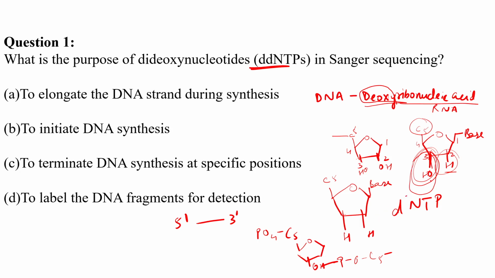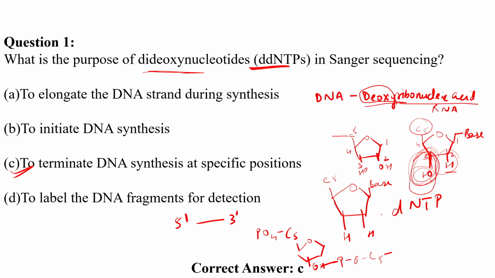So if I remove this oxygen from the third carbon and make it dideoxynucleotide, what will happen? The DNA synthesis will be terminated, right? So the correct answer is option C. Why will the DNA synthesis be terminated? Because now there won't be any hydroxyl group to make the phosphate bond with the next nitrogenous base.